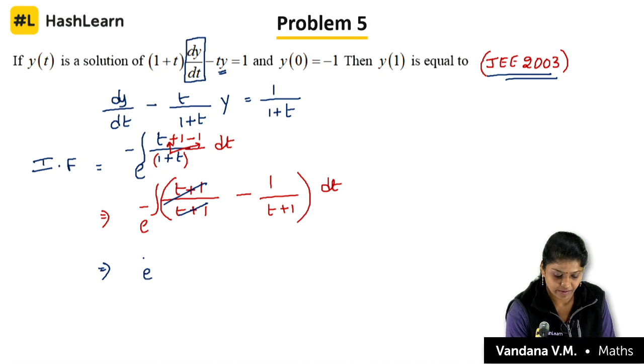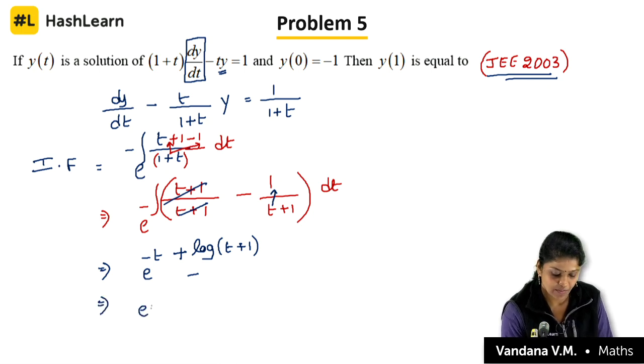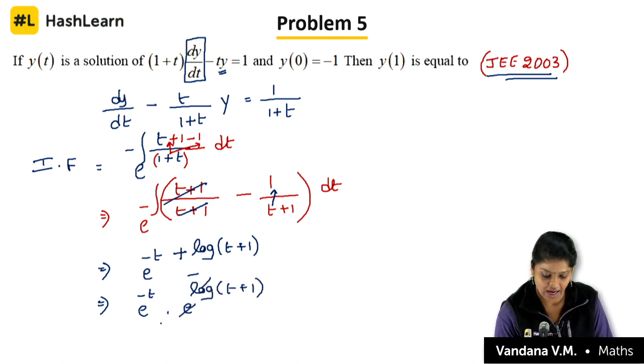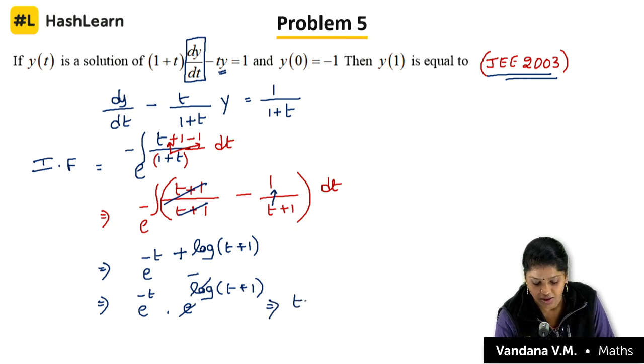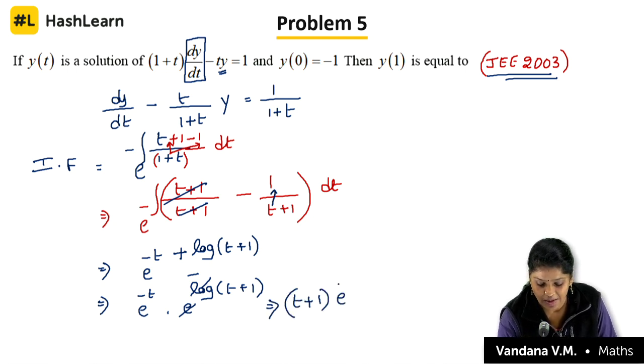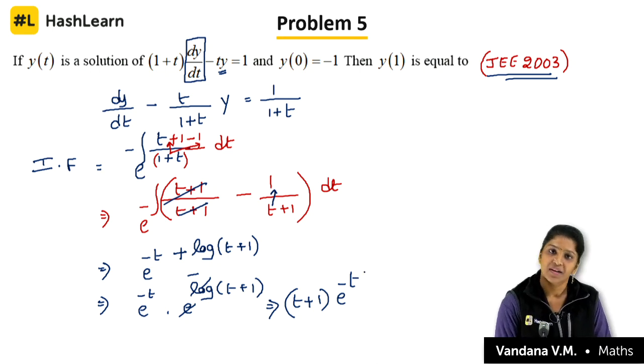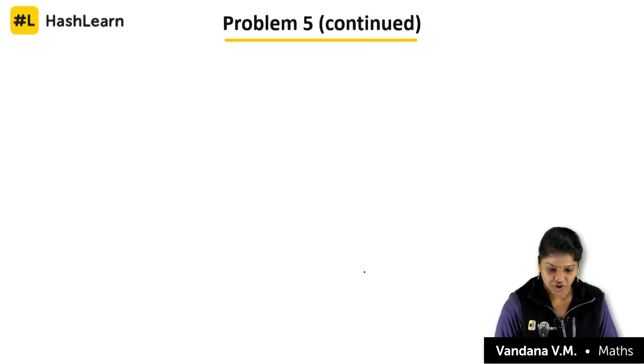Cancel, right? e power minus t. This becomes, minus into minus plus, it becomes what? t differentiation is 1, 1 differentiation is 0, so it becomes log of t plus 1, isn't it? So, e power minus t, e power log of t plus 1, log and e will get cancelled. My integrating factor is t plus 1 into e power minus t. Clear, children? Now, write the general solution.